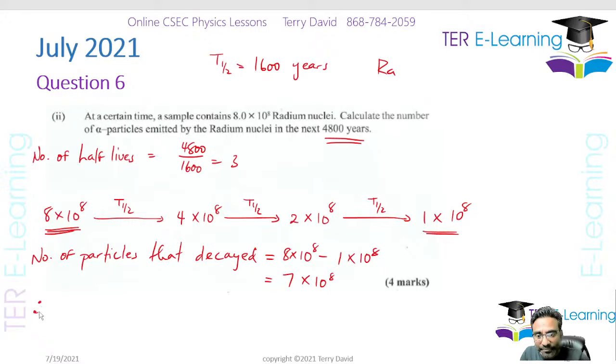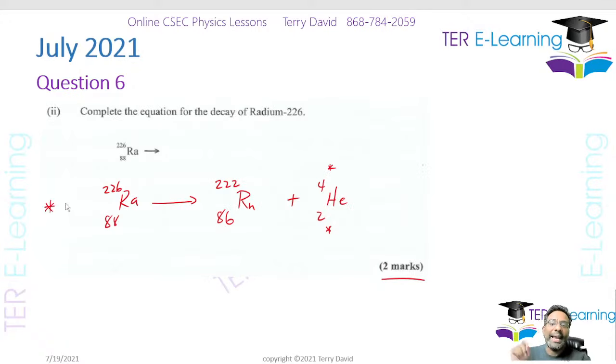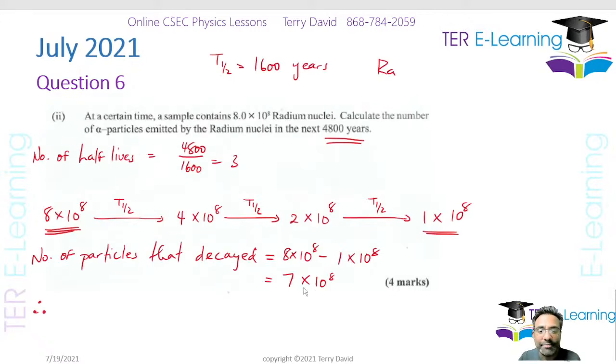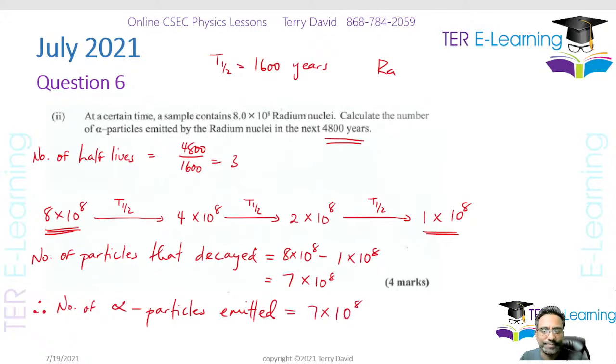So remember, for each reaction, let's go back here. This is what's happening here. For every radon atom that decayed, you're producing 1 alpha particle. So if you know that this is the amount here, this 7 by 10 to the 8 nuclei decayed, it means therefore the number of alpha particles emitted is going to be that same figure there, 7 by 10 to the 8.